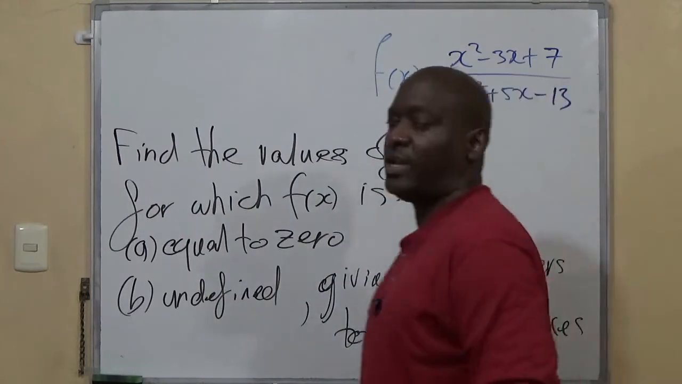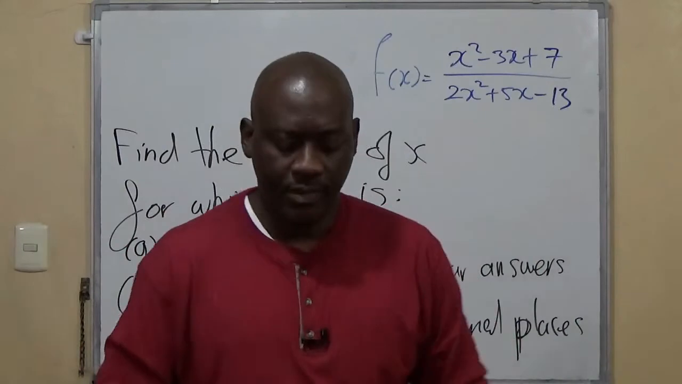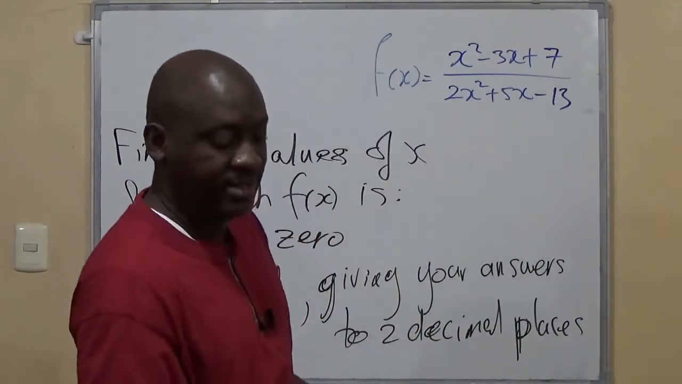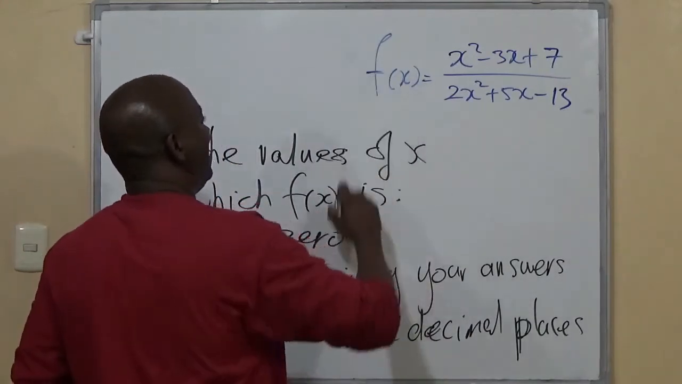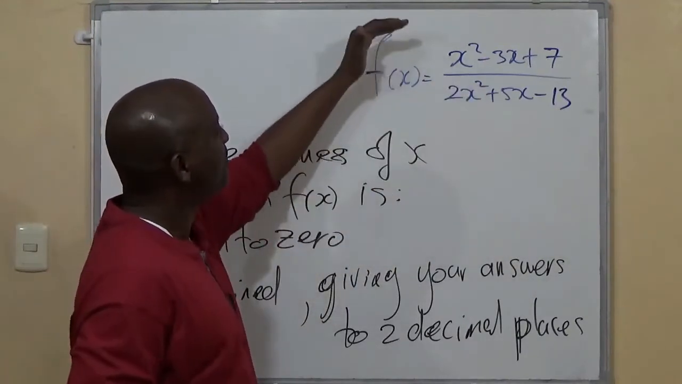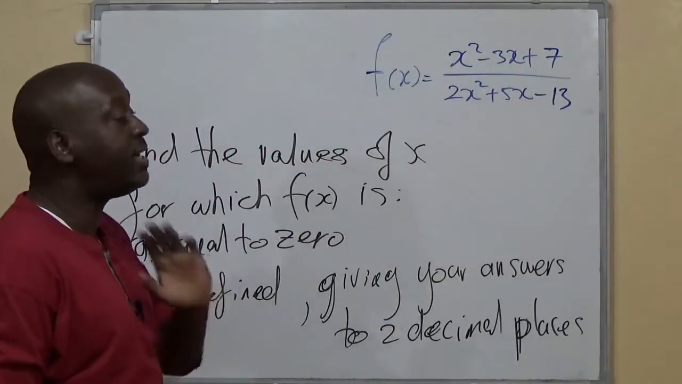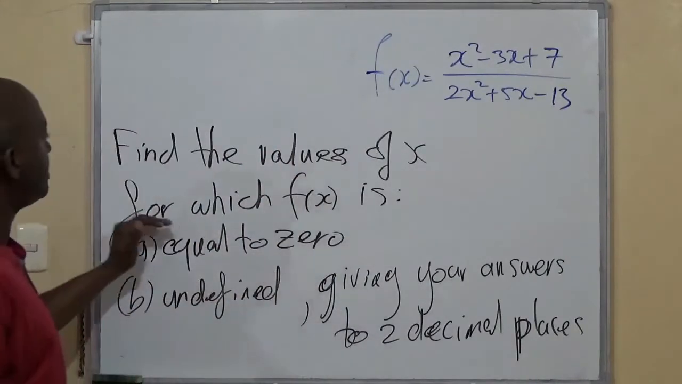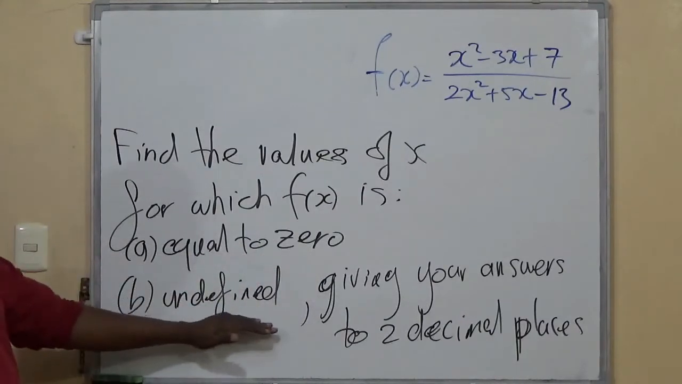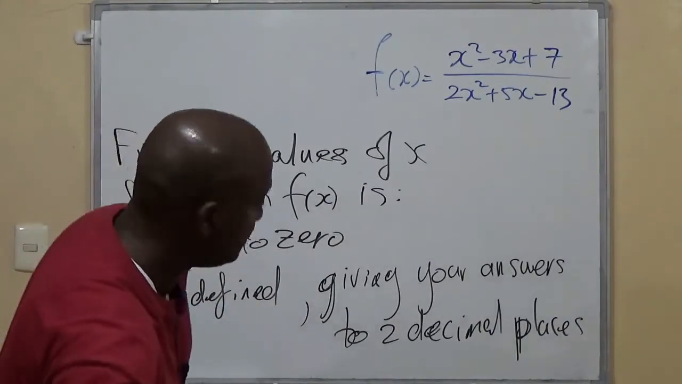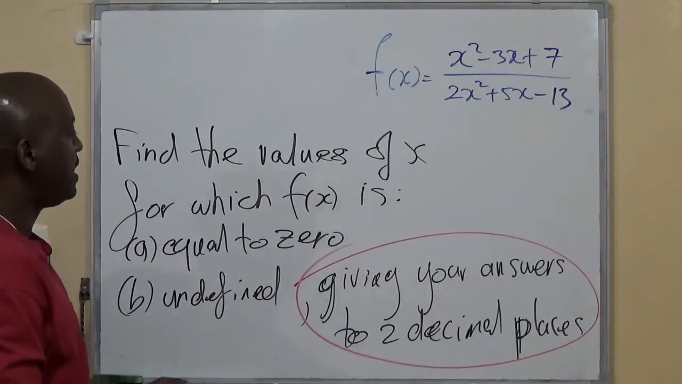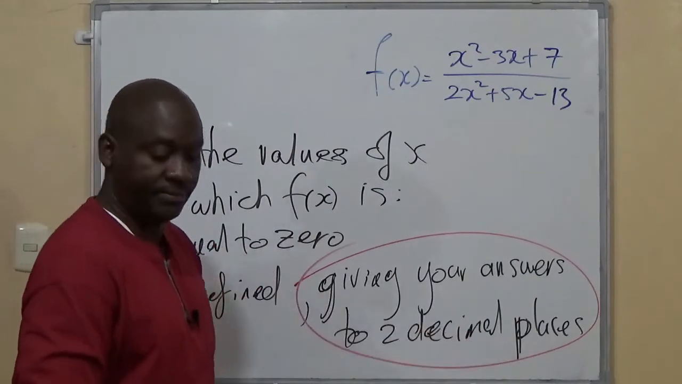All right. So you go in the exam and you see the question. You get a function. Listen, man, if I was setting exams, this is the kind of question I would set. They give you a rational function, and they tell you to find the values of x for which f of x is a) equal to 0, b) undefined. Watch it now. Giving your answers to 2 decimal places.